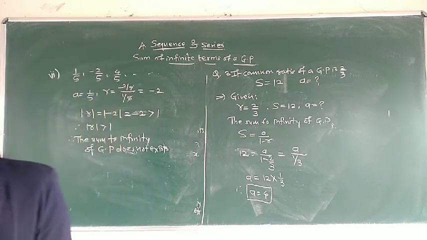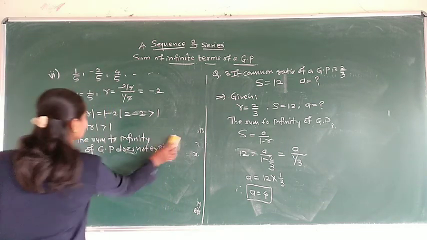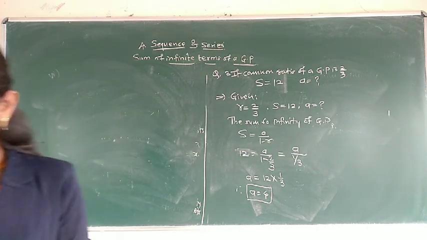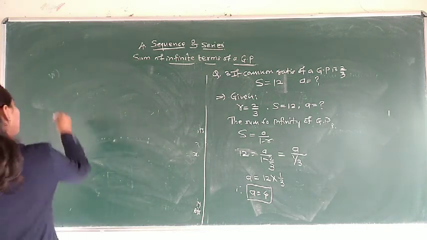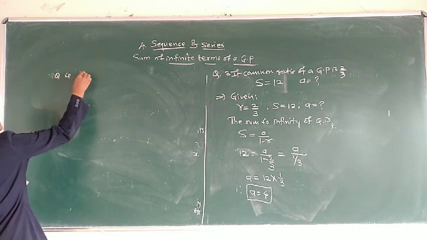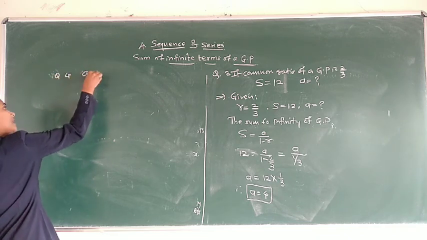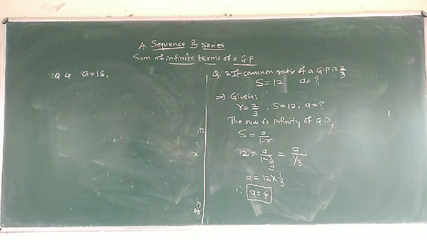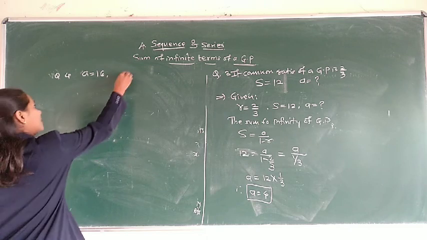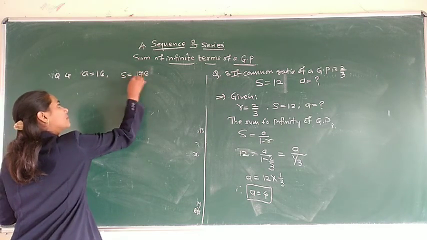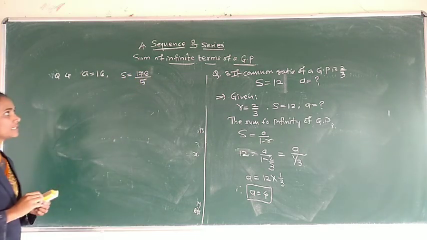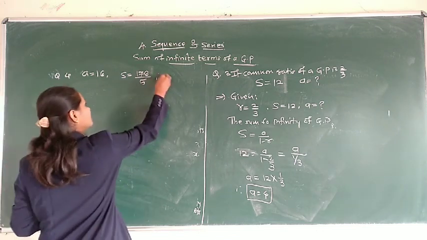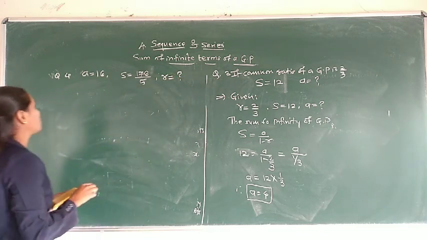Now see the next question, the fourth question. If the first term of the GP is 16, that means a is equal to 16, and the sum to infinity of the GP is 176 upon 5, we have to find the common ratio.